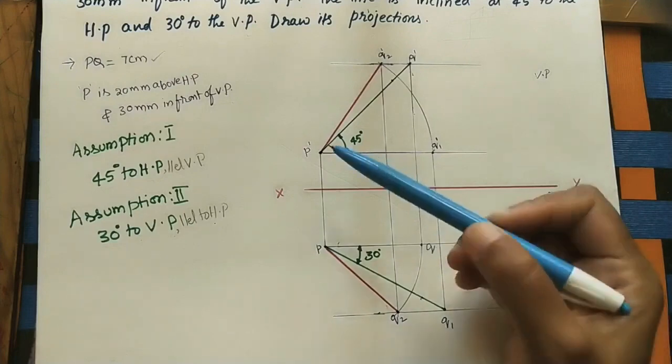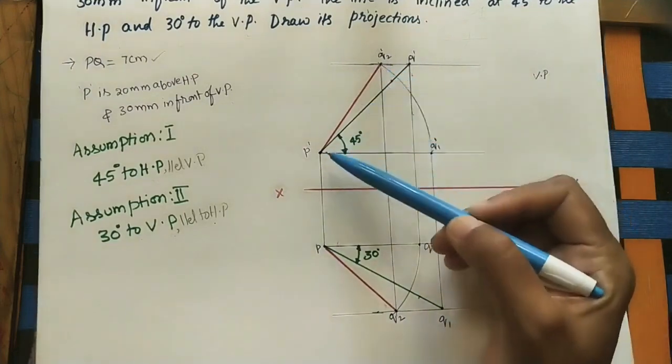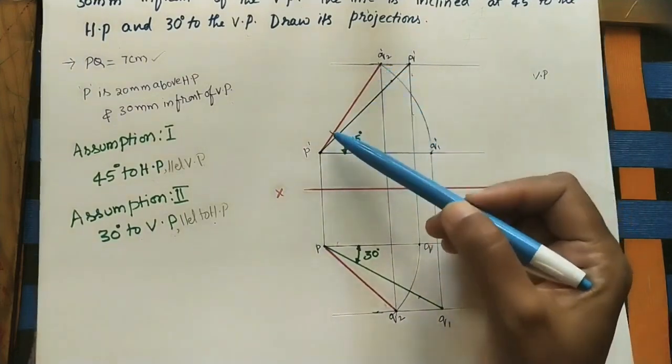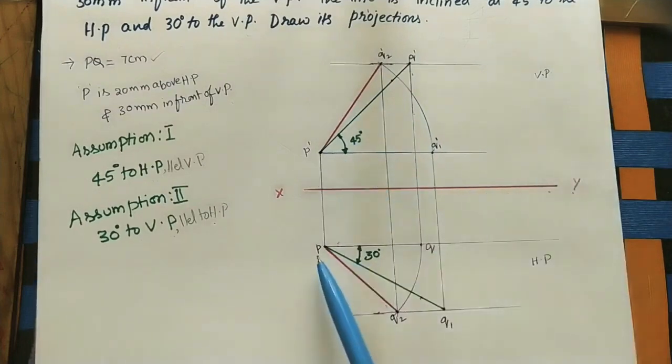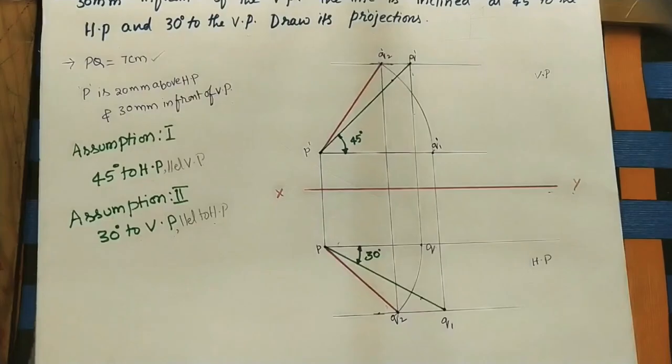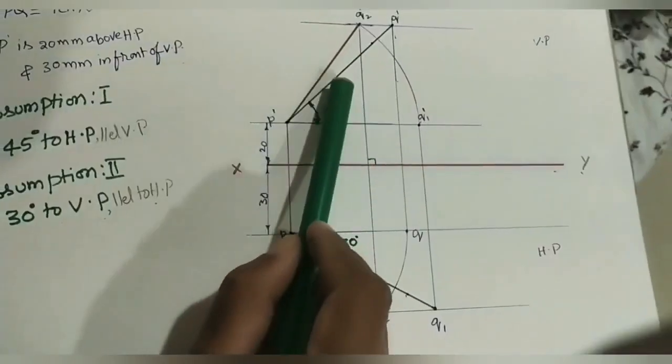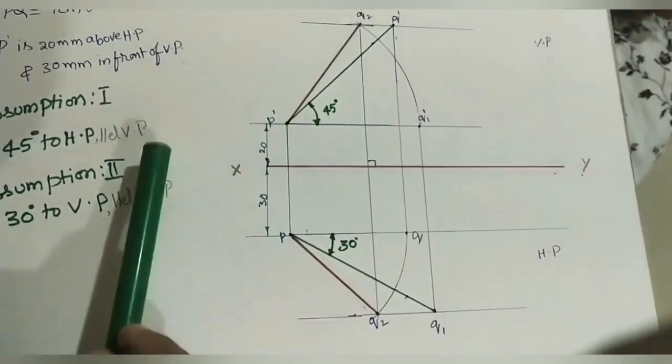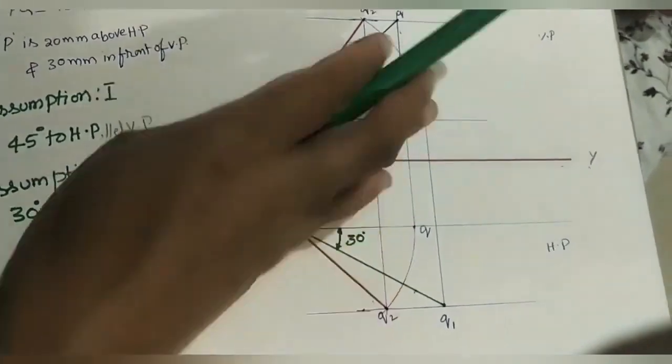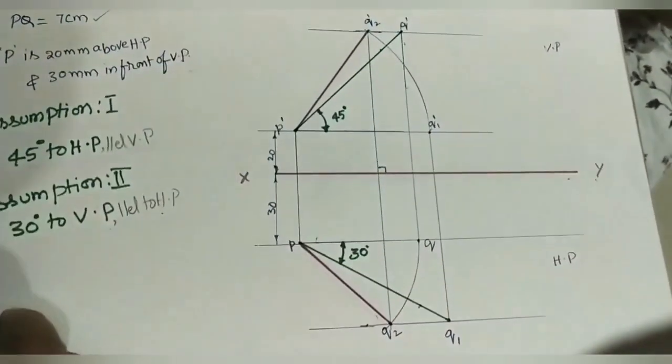Sometimes in the question they are asking what is the final front view length. At that time you have to measure with the help of scale and you have to mark here. So similarly the final top view length we can measure with the help of scale. Sometimes they will ask what is the angle the final front view is making. Okay, this side angle is with the HP, this side angle is with the VP.